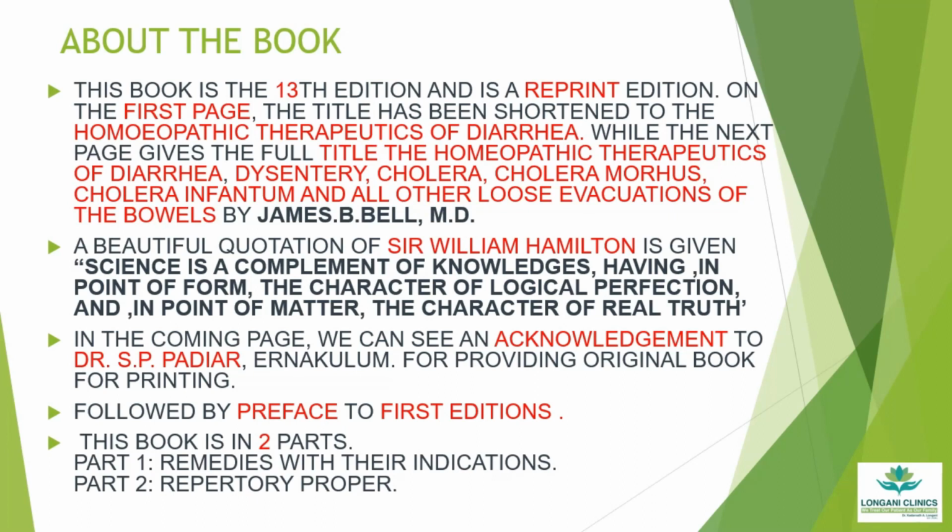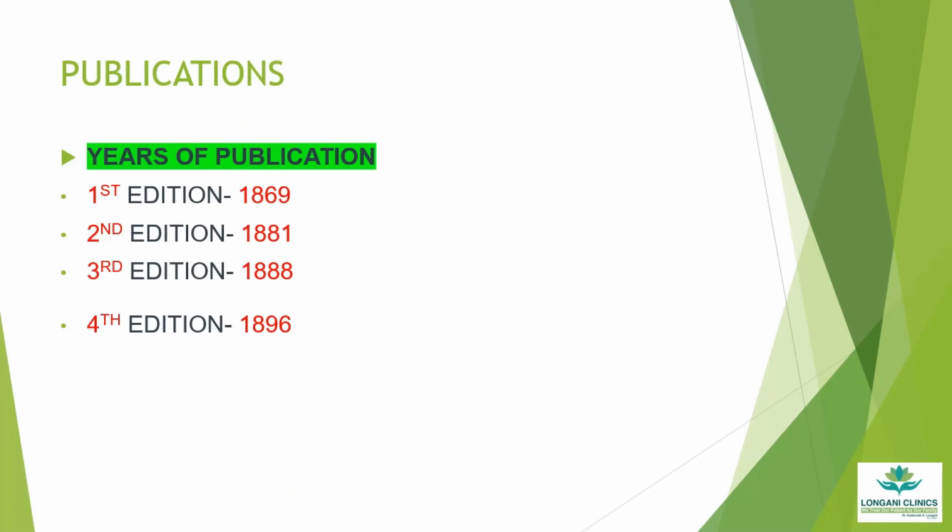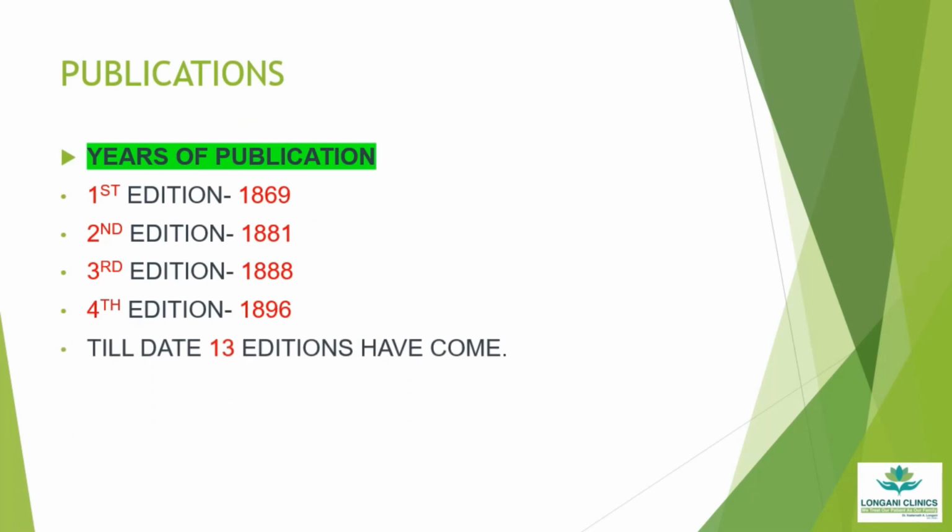This book is in two parts. Part 1 contains remedies with their indications. Part 2 contains the repertory proper. We'll see the years of publication. The first edition was published in 1869. The second edition was published in 1881. The third edition was published in 1888. The fourth edition was published in 1896. Till date, 13 editions have come.